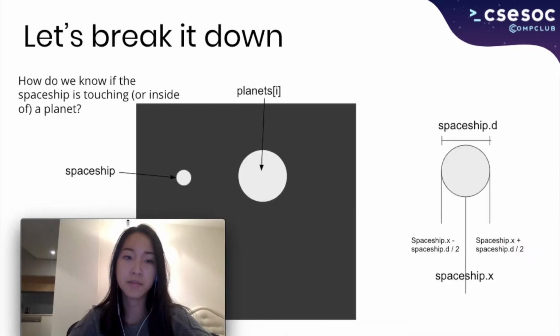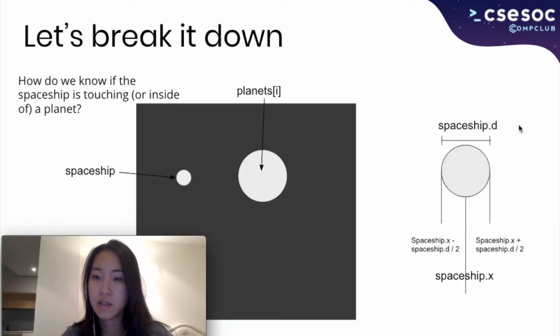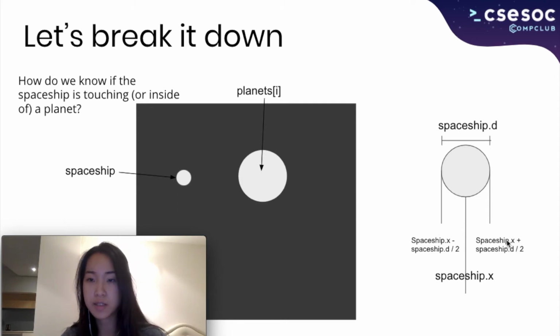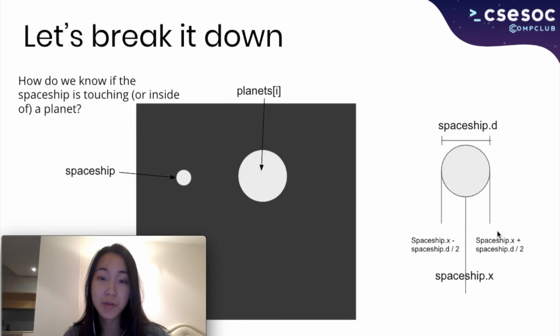So let's see this diagram. Over here you see that this is the diameter of the spaceship. That will be your x. And if you do x minus spaceship.d divided by 2, that will be the left side of your spaceship. And if you plus spaceship.d, that will be your right side of the spaceship. So let's come up with a way to think of this logic.